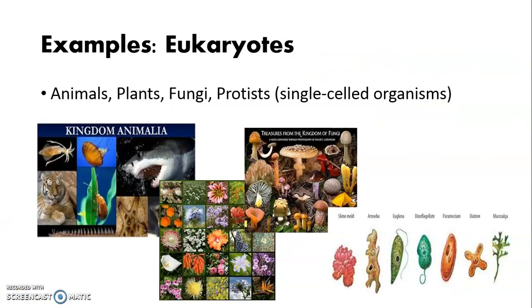Now, under eukaryotes, or eukaryotic organisms, organisms that have eukaryotic cells, we have the animals, or the organisms belonging in kingdom Animalia, plants belonging in kingdom Plantae, fungi, and protists. Protists are single-celled eukaryotic organisms. So we humans, since we belong to kingdom Animalia, are considered eukaryotes.